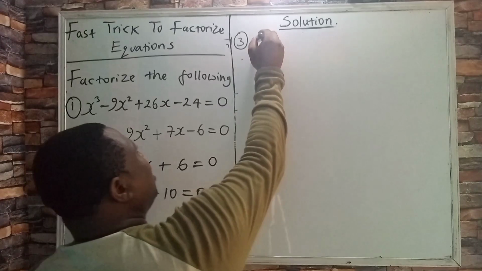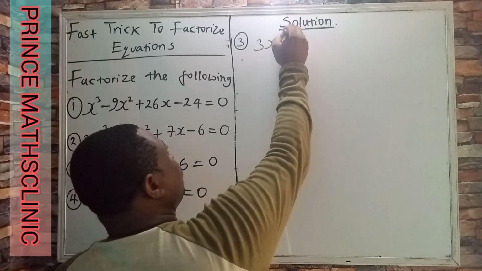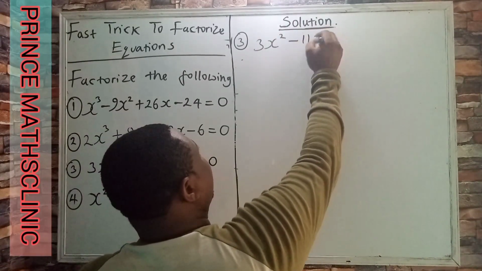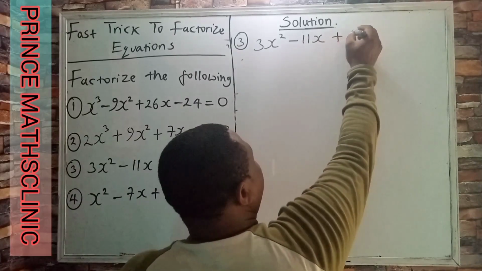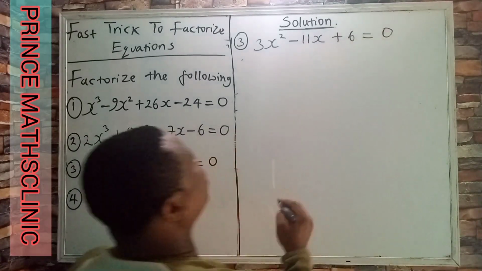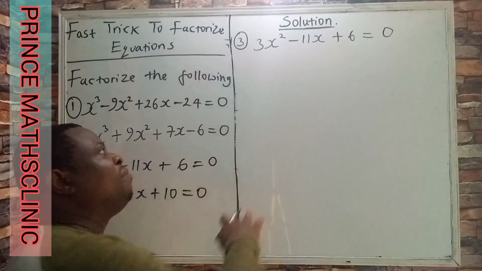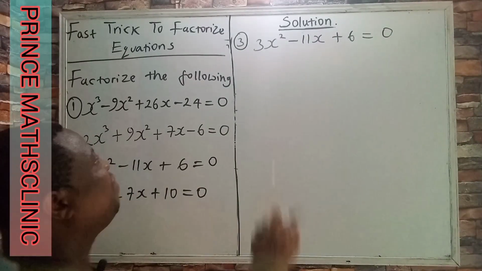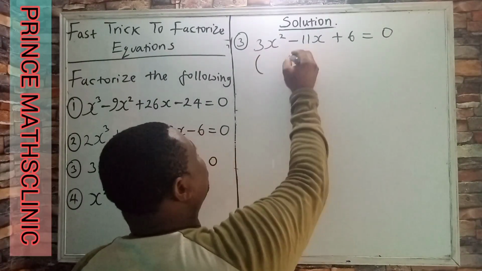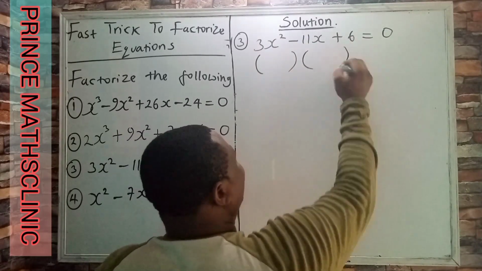Question says what? 3x squared minus 11x plus 6 is equal to 0. Now, remember the method I used in factorizing, which is what? Put into brackets. Let's use that first.